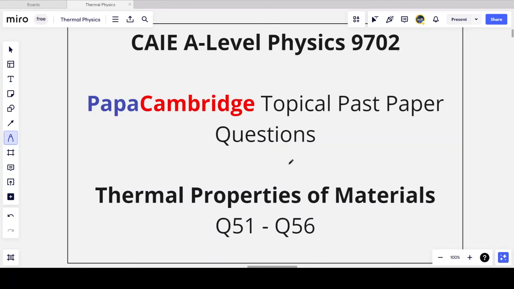Now, thermal properties of materials puts together the questions from the topic of temperature and the topic of thermodynamics. So some of these questions will come from each of these topics. Today we're only looking at questions 51 to 56, which are mostly around the topic of temperature. And in a later video, I will look at the questions that are focusing more on thermodynamics, on the first law, etc.